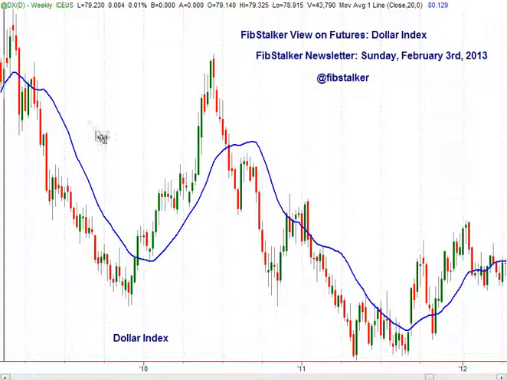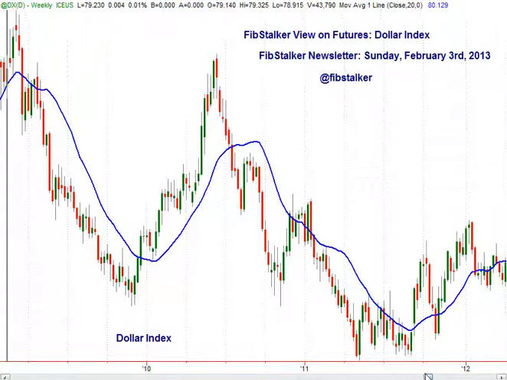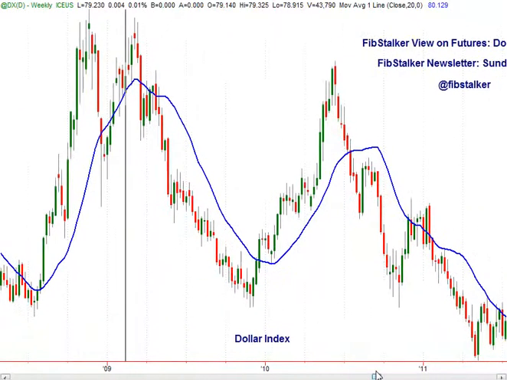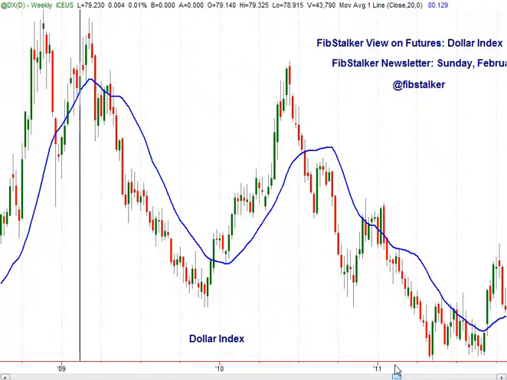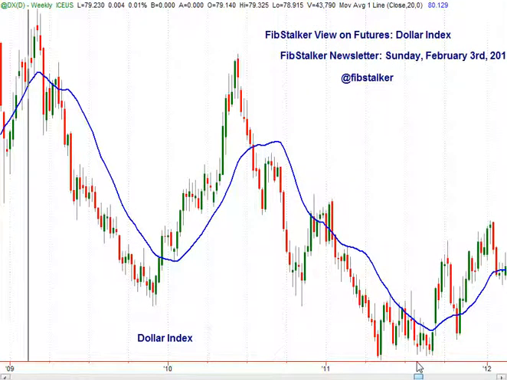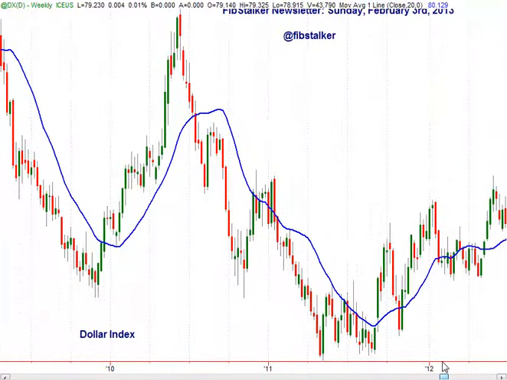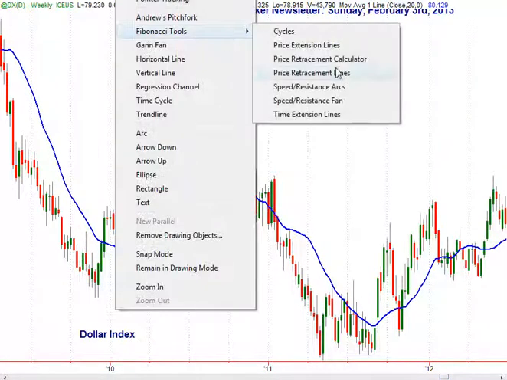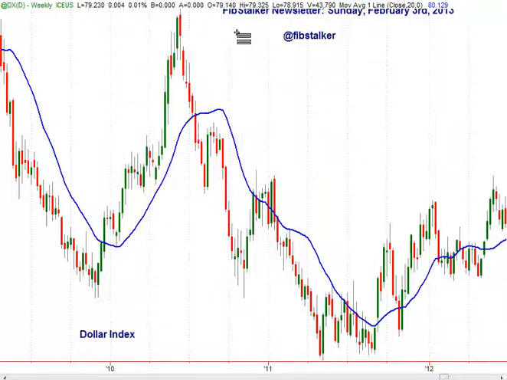What you see on the screen is the weekly chart. In my Fibstalker view on futures series, I like to start from a weekly chart and see where we are in the long term, and then drill down into the daily and see what are the setups we could work on. So on this weekly chart, this is the US dollar index continuous contract aligned to the March 13 expiration. That's the weekly chart. This contract is traded on the ICE US.